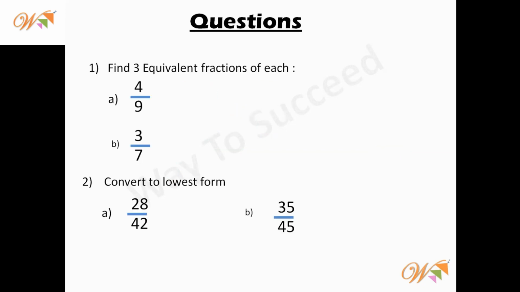Some questions for you. Find three equivalent fractions of 4 by 9. Find three equivalent fractions of 3 by 7, which is very easy. Second question, convert the following to the lowest form. Now please pause the video over here. It will not take you more than 10 or 15 minutes. Please solve these questions and come back and then continue the video, and we'll discuss the answers.